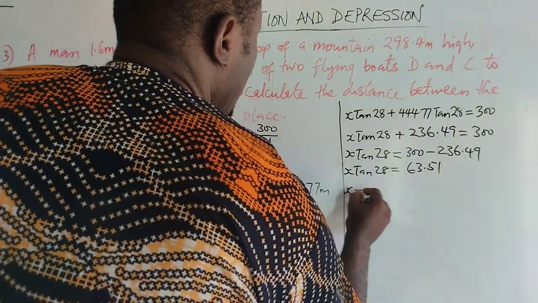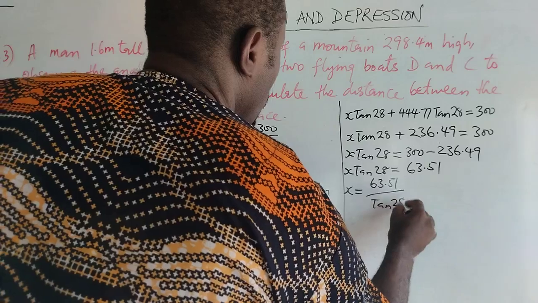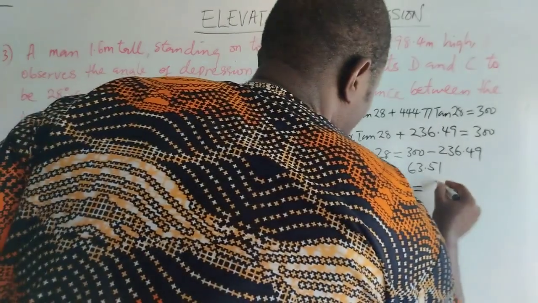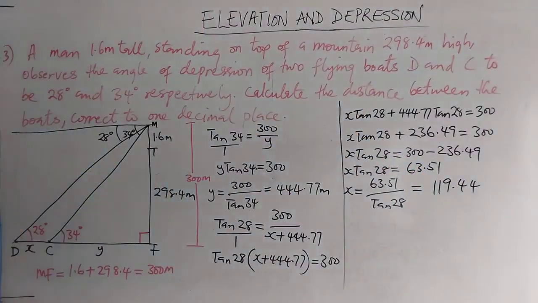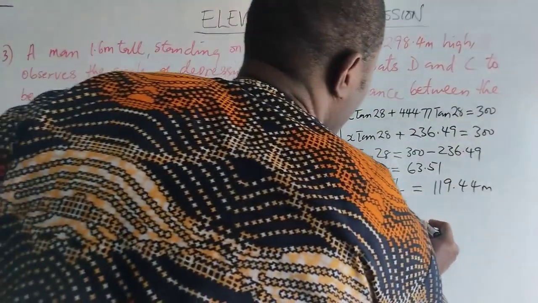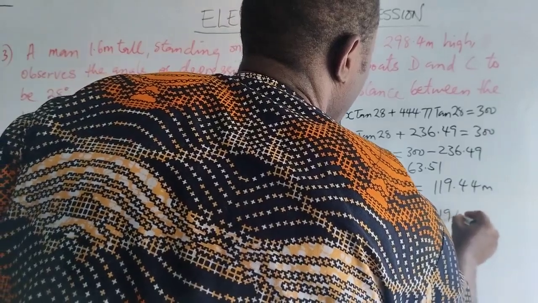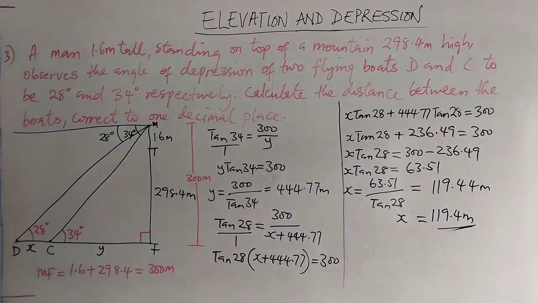Then x will now be 63.51 over tan 28. If you punch this on your calculator, it will give you 119.44 in 2 decimal places. But the question says correct to 1 decimal place. So 1 decimal place of that number, so x is equals to 119.4 meters. That is the final answer.